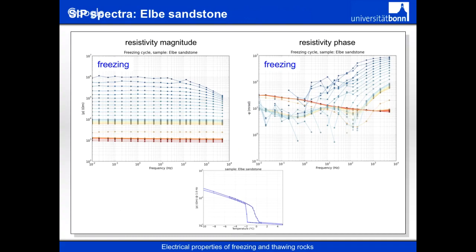Once we come to that tipping point, we see that both jump up, that is the resistivity. And then the lower the temperature, the more resistive the sample becomes. So that is the resistivity magnitude spectra, and the phase.